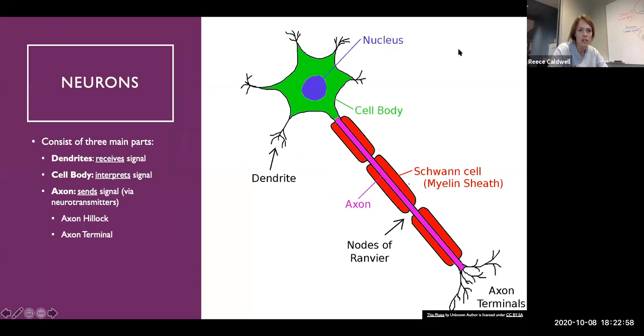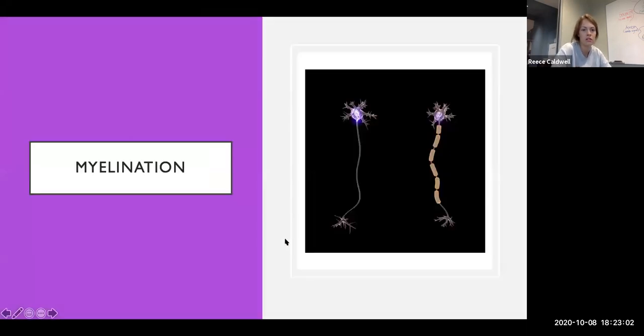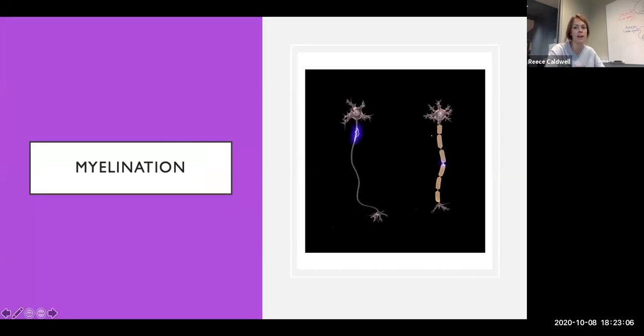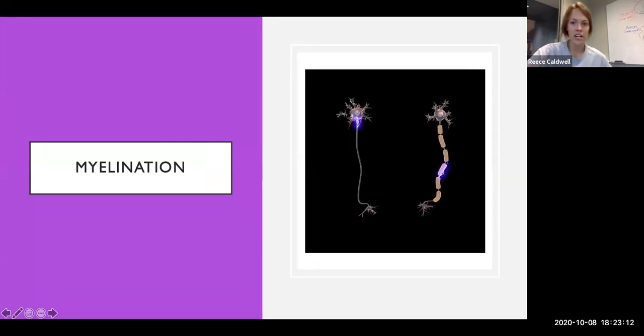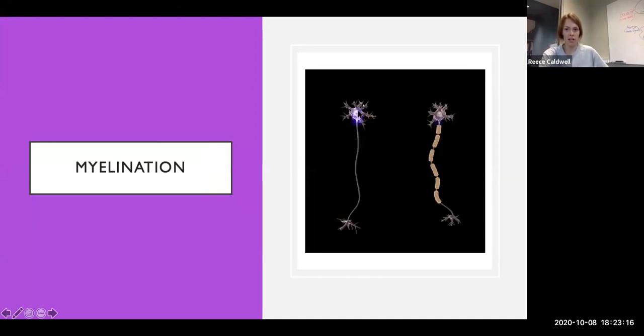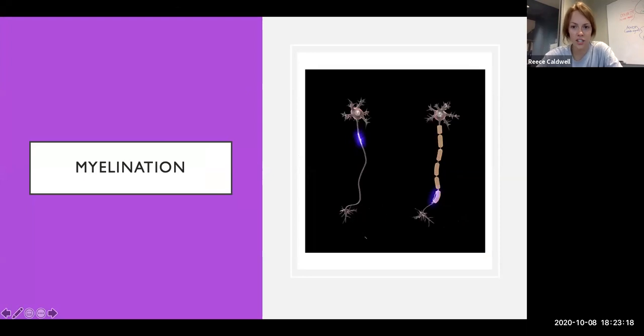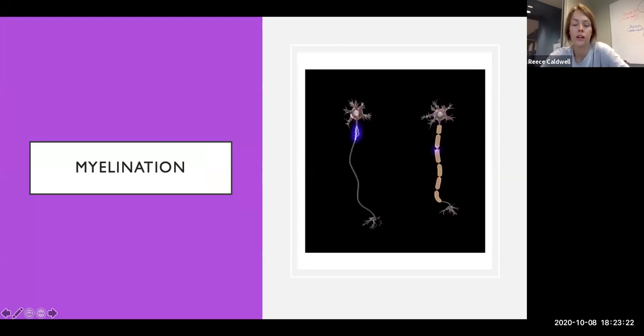So that was our neuron: dendrite, cell body, axon. Just a second ago, we talked about those Schwann cells forming the myelin sheath. Now we've talked about the dendrites. You can see the dendrites up there, those branches, the cell body, and the axon, with the axon hillock up here and the axon terminal down here.